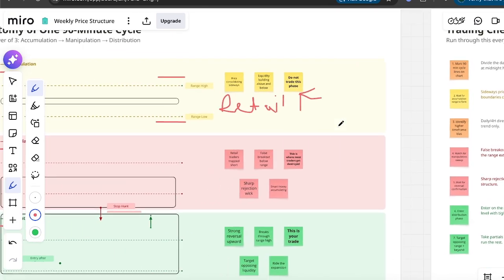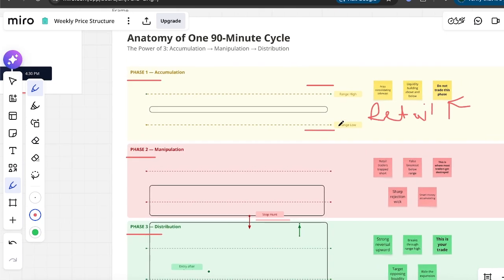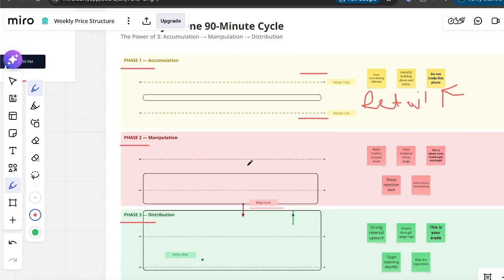Moving on to the second stage of the cycle, we have our manipulation phase. And here's where it gets interesting. And here's where most retail traders are getting destroyed. After the accumulation part of the cycle sets the range, it breaks one side of the range convincingly. It looks like a breakout. So something like this or like this, and it looks like a breakout.